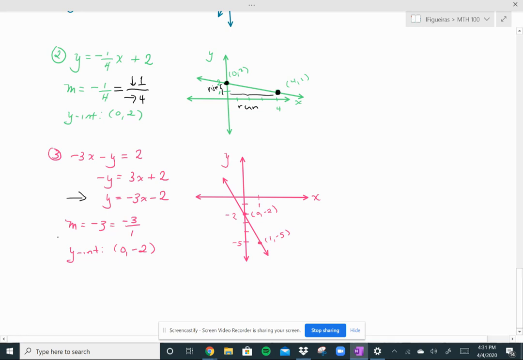So my slope is -3 and my y-intercept is 0, -2. First plot this, your y-intercept right here, 0, -2. Now I have to use the concept of slope to get the second point. So remember, here I have -3 as my slope. I need a rise and a run, so I'm writing -3 as a fraction as -3 over 1. So if my numerator is negative, that means I have to go down 3 units, and then I have to go right 1 unit. So that's what I did.